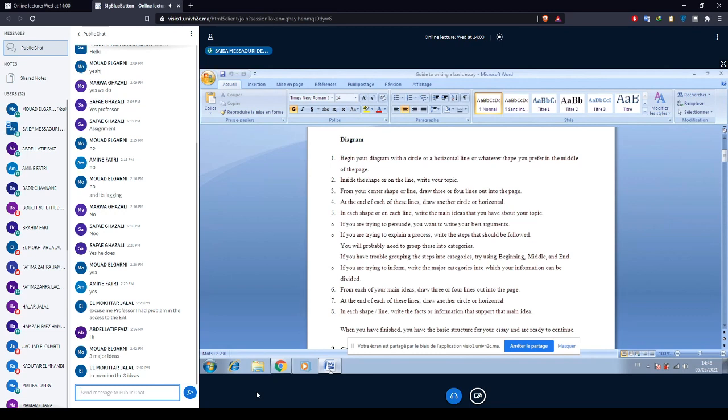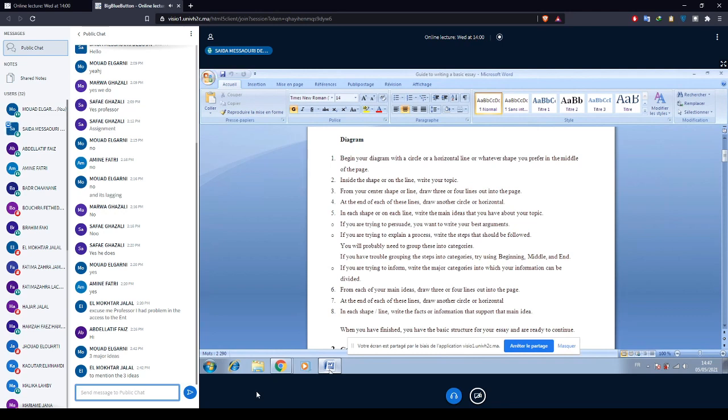So you're going to watch this and you will understand what we mean by the diagram. And then in each shape or in each line, write the main ideas that you have about your topic. So you have 3 main ideas that are going to relate to the 3 different paragraphs. And then if you are trying to persuade, it is not our case, you want to write your best argument. You will probably need to group these into categories.